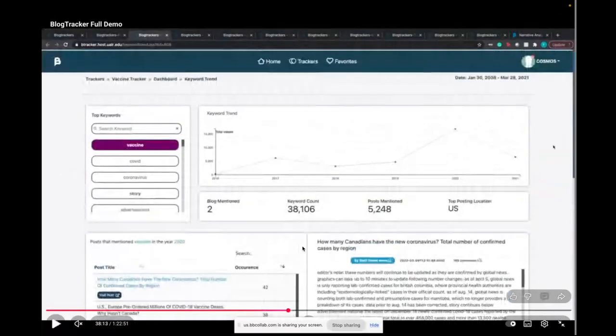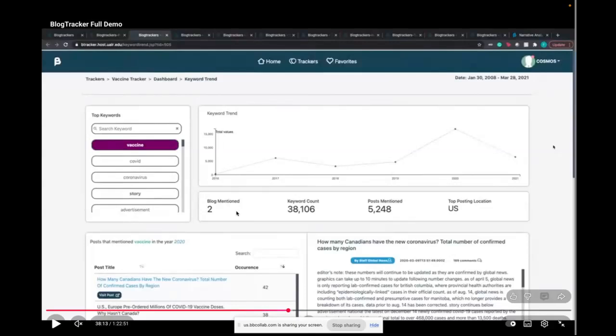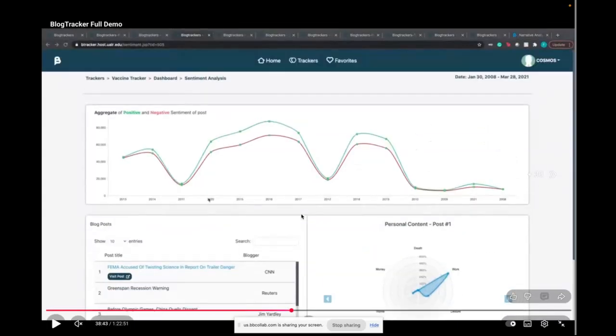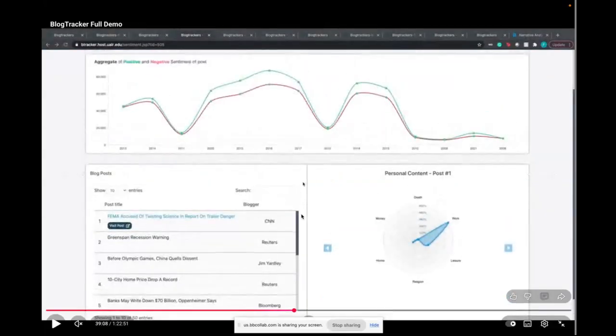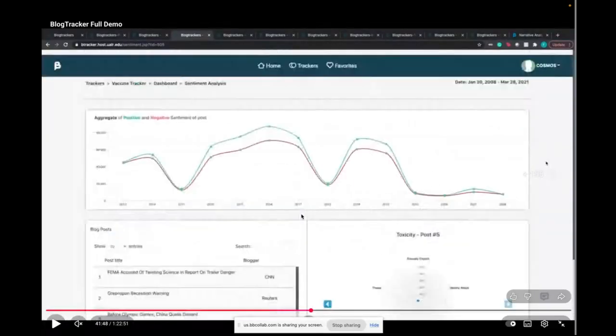The next part is the dashboard where we talk about the keyword trends. So in this, for example, it gives us the top keywords. Vaccine is one of the top keywords, and it tells us where and in which blog it has been mentioned the most. We can see two blogs have mentioned it, and in this particular blog we have 38,106 posts that mentioned that keyword. It also gives us the positive sentiment and the negative sentiment of the posts in which this keyword has appeared.